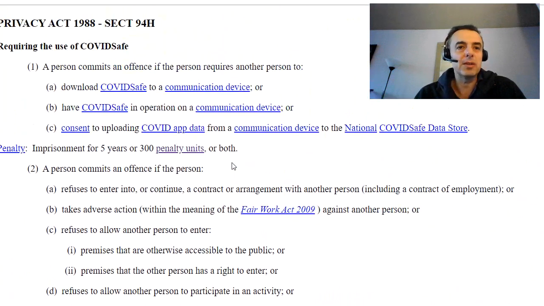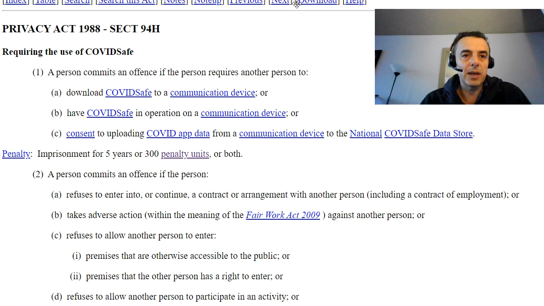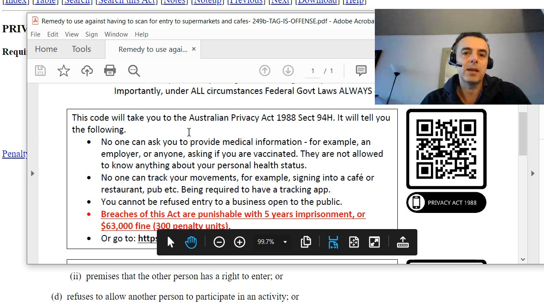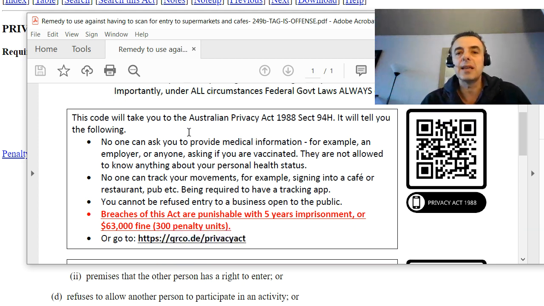All right, there was a lot of person must do this, person must not do that in this Act. However, summarizing it, what it seems is that this Australian Privacy Act 1988, Section 94H, is telling us the following. No one can ask you to provide medical information, for example, an employer or anyone asking if you are vaccinated. They are not allowed to know anything about your personal health status. It kind of makes sense.